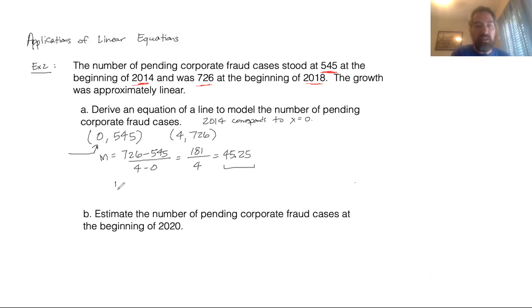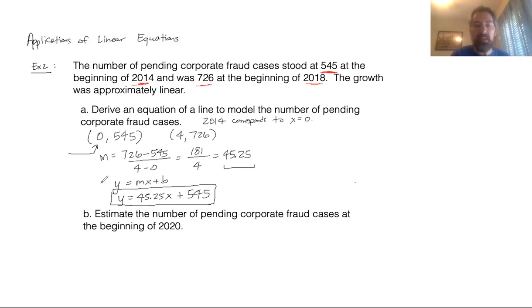So then we can say that y equals mx plus b, that the m is 45.25 x plus the b, which is 545. And this is our linear model that expresses the number of corporate fraud cases in terms of years, where the years correspond to the x values, right? X equals 0 corresponds to 2014. All right, so using that linear model, now we can answer part B.